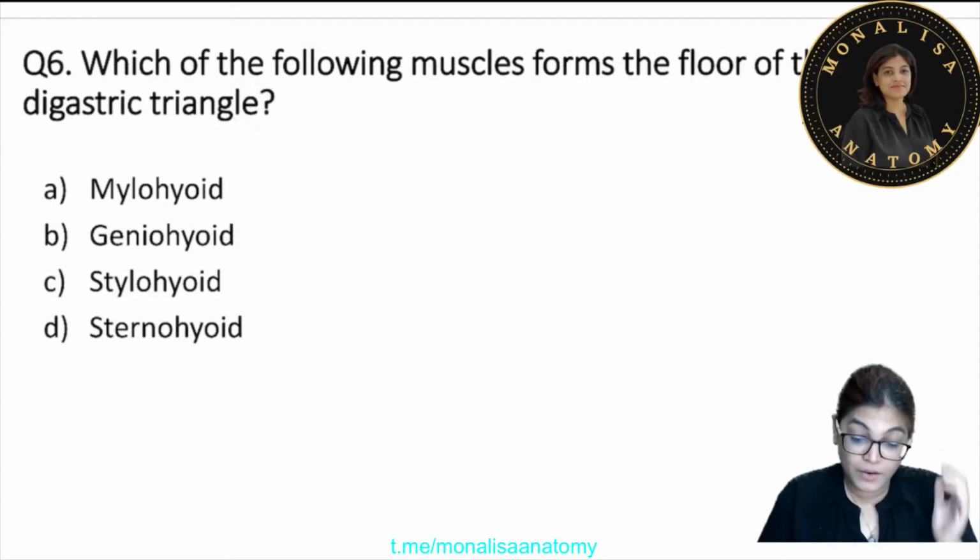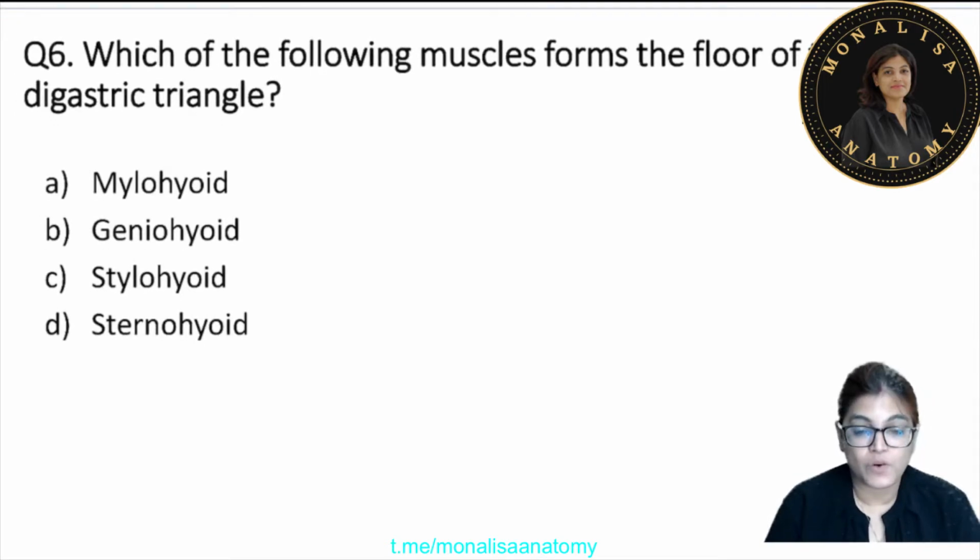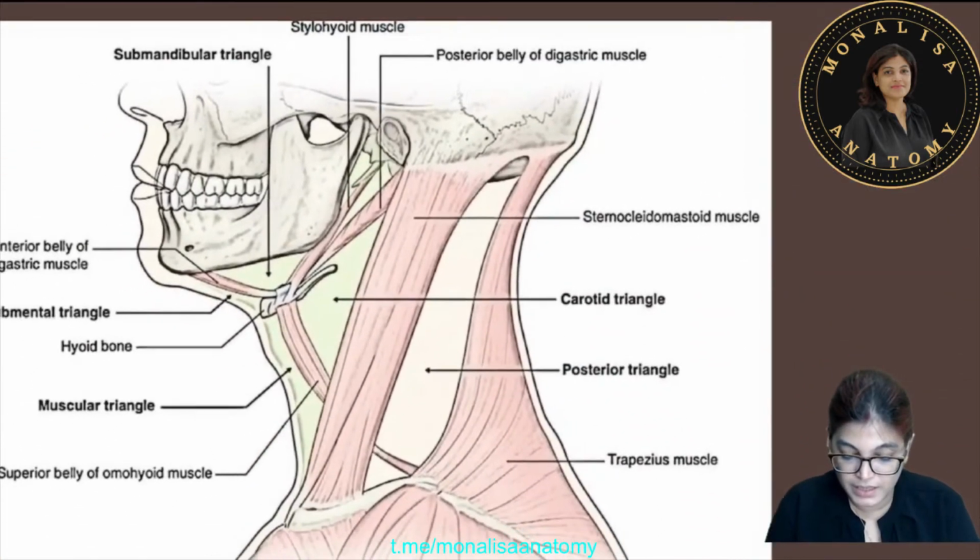Okay, which of the following muscles forms the floor of the digastric triangle? So digastric triangle floor is formed by which of the following muscles? For this it is important to know the digastric triangle location and its floor. So let's see the image first, the diagram.